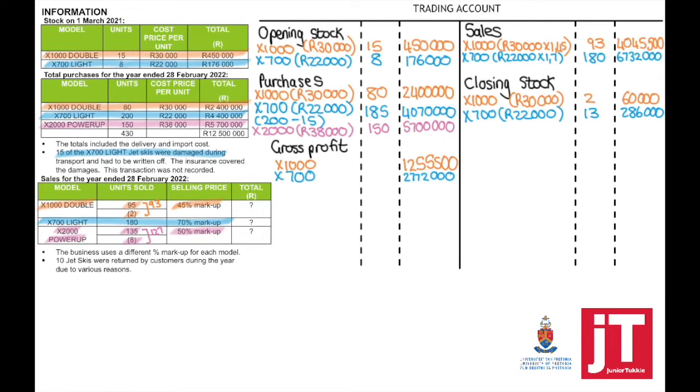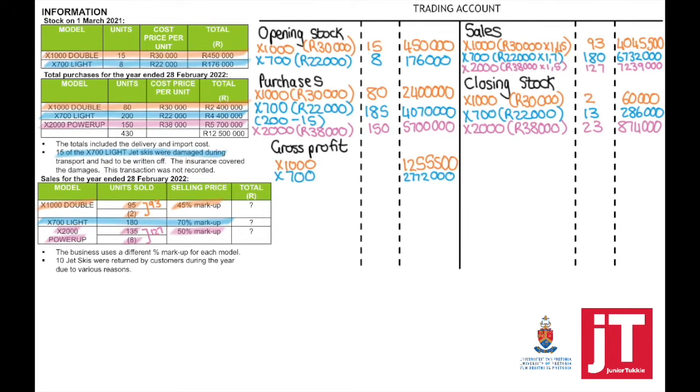It means that in my purchases, we're going to say 150 times the cost. Sales, we have to work out the selling price. If the markup is 150%, we need to take times 150 divided by 100. So the number of units sold, 127 times the selling price. To work out the closing stock, it's the purchases minus the sales equals my closing stock.